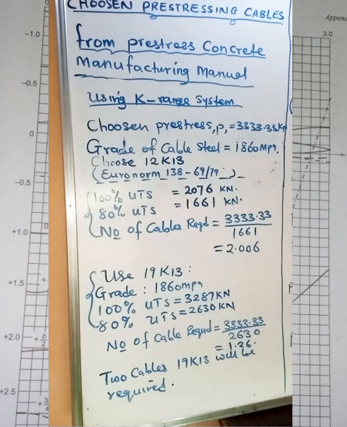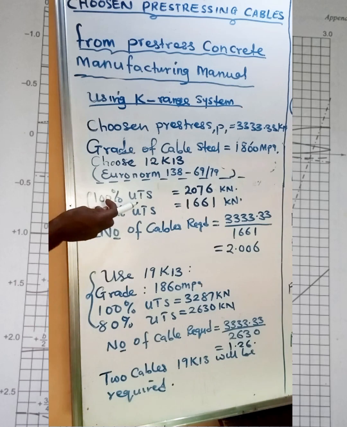of 13 mm, we are going to have the ultimate tensile strength of that cable at 100% to be 2,076 kilonewton. So that is the ultimate tensile stress for this cable at 100%. Of course, we won't like to stress the cable to 100%. So normally you take 80% of the cable. The cable should be stretched or stressed to about 80% of its total tensile stress.